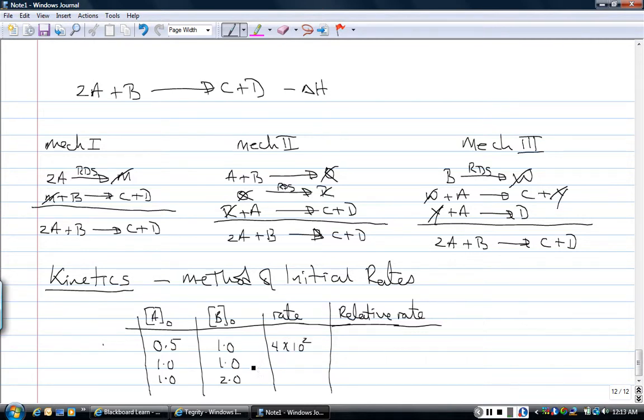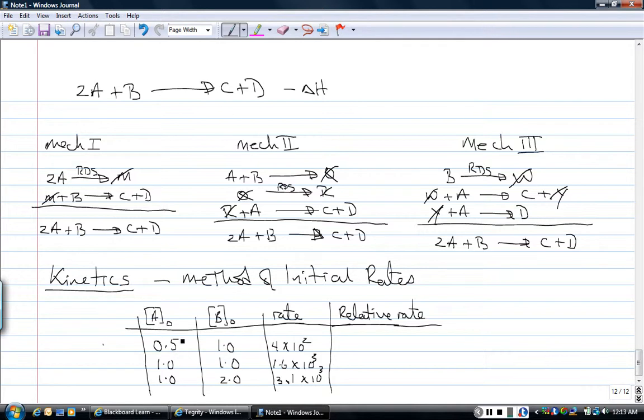Then, let's say I double the concentration of A, and I find now that my rate of reaction is 1.6 by 10 to the 3. I keep this constant, I double that, and I find that my rate is now 3.1 by 10 to the 3 units.